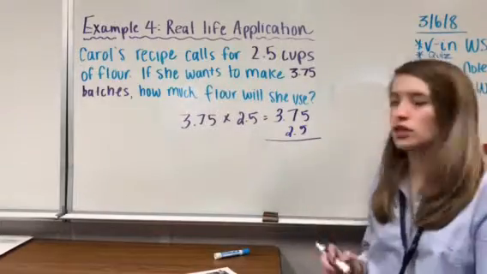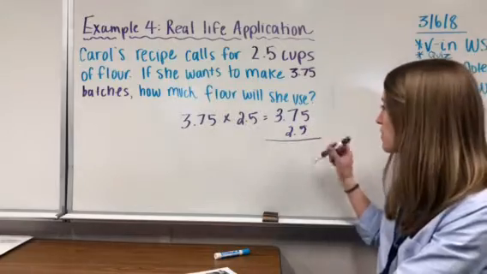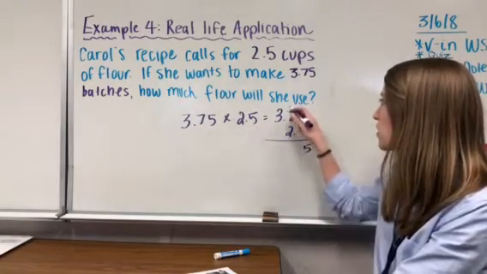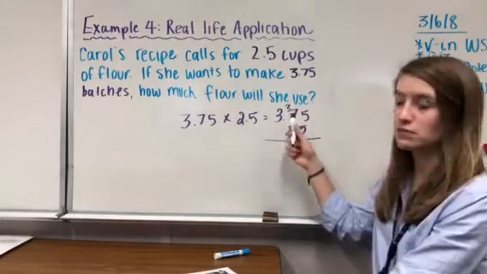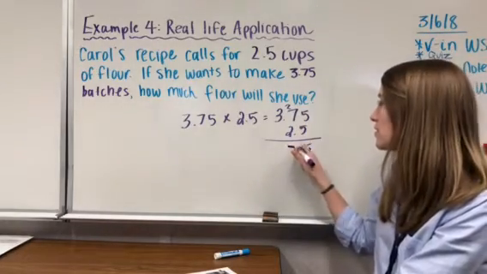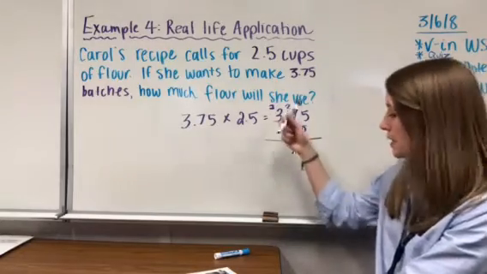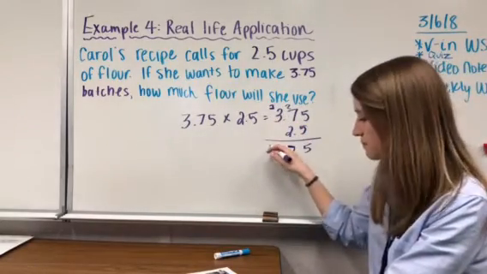So it looks like we have 375 times 25, so we'll start with the 1 place. 5 times 5 is 25, that's 5, carry the 2. 5 times 7 is 35, plus 2 is 37. That's 7, carry the 3. 5 times 3 is 15, plus 3 is 18.